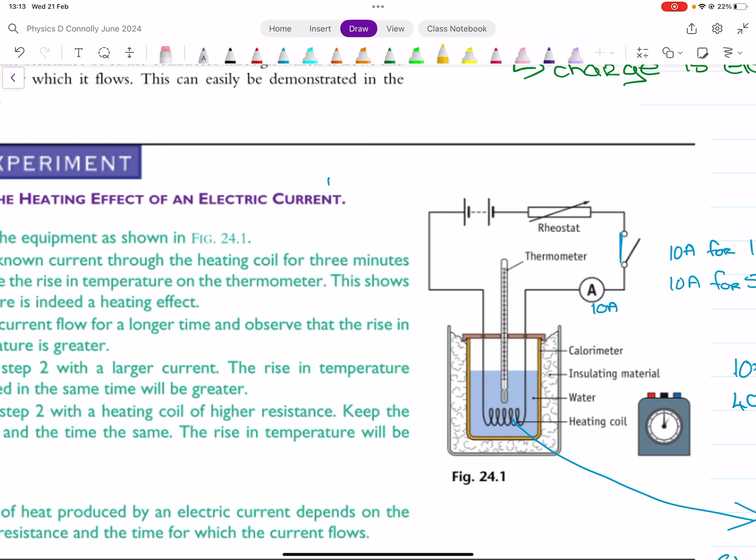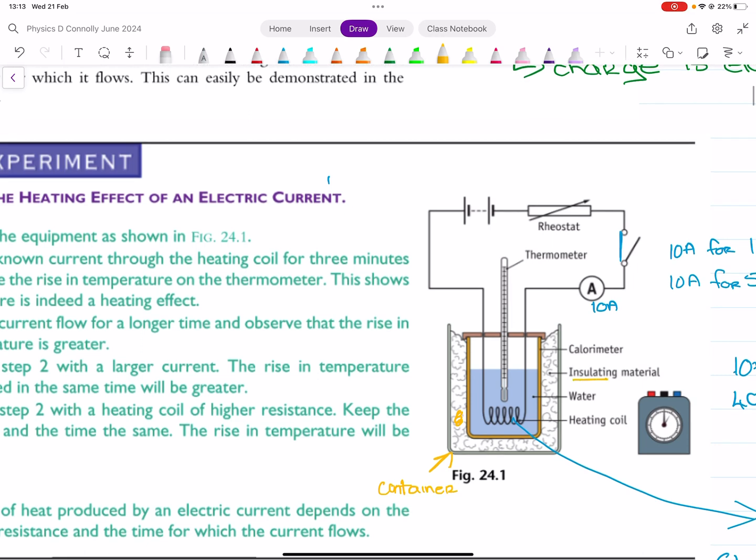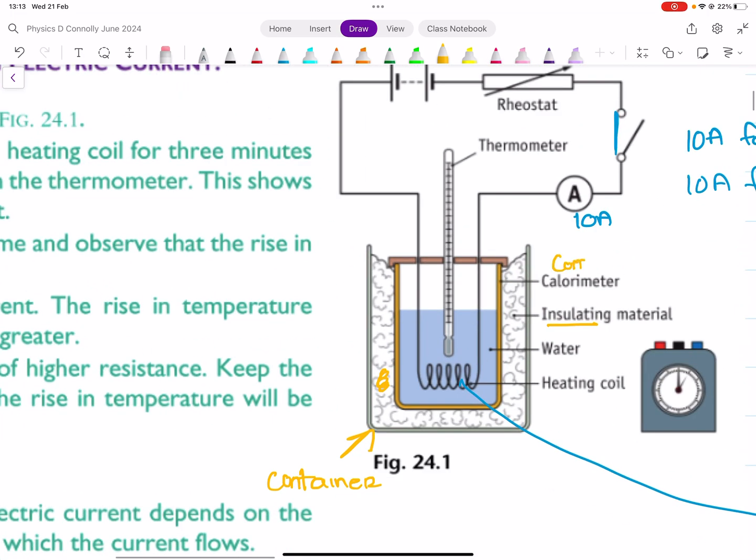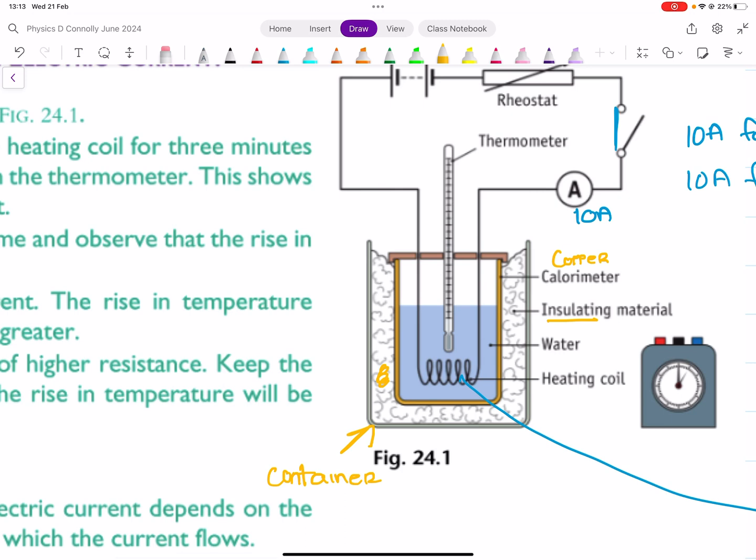Okay, so what we have here is a little circuit. You can see at the bottom, we have the container. I don't think they have that labelled. Inside we have the insulating material. In here you can see our copper calorimeter on the inside. This thing is a heating coil. Obviously the thermometer through the centre. You've got the lid on the calorimeter for insulation purposes.